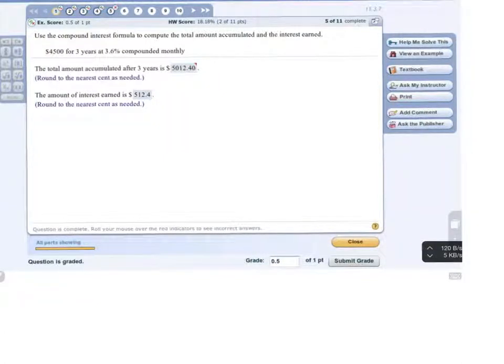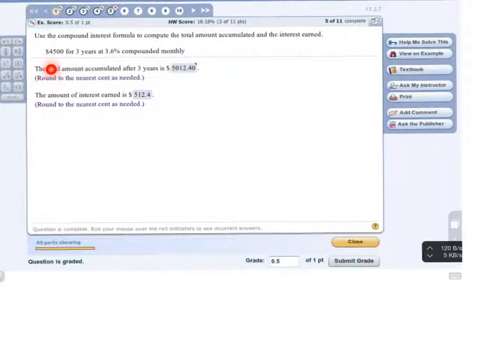Ms. Howerton, I received your question and I went and copied this problem here. It's the first problem that you missed in the homework. The others will be similar. I'll talk about this one, and then if you're still having problems, let me know and I can work another one. It says use the compound interest formula to compute the total amount accumulated and interest earned.